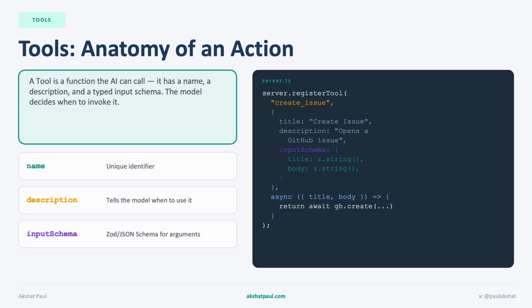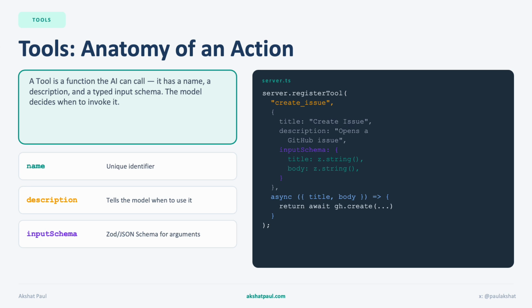Second, the description. This might be the single most important field in the entire tool definition, because the model reads this description to decide when to call the tool. If your description is vague, the model won't know when it's appropriate to use it. If it's precise, the model will call it at exactly the right moment. Third, the input schema. This defines what arguments the tool accepts, and it's typically defined with Zod in TypeScript, giving you full type safety and automatic validation.